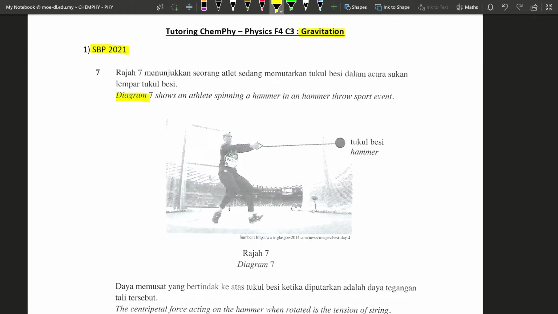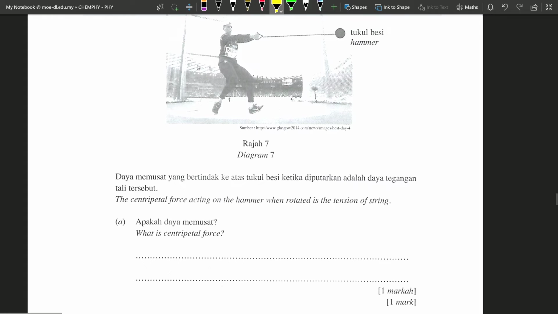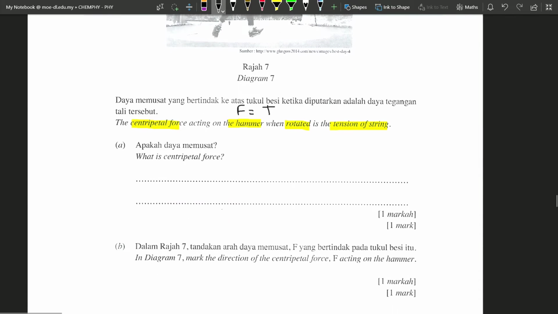Diagram 7 shows an athlete spinning a hammer in a hammer throw sport event. So kita ada atlet, dia tengah memutarkan tukul besi dalam acara lempar tukul besi. So soalan ni kata, the centripetal force acting on the hammer when rotated is the tension of the string. So daya memusat adalah tegangan tali itu sendiri. So soalan A, apakah daya memusat?